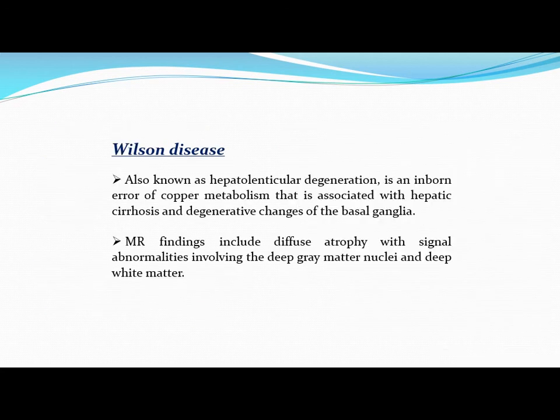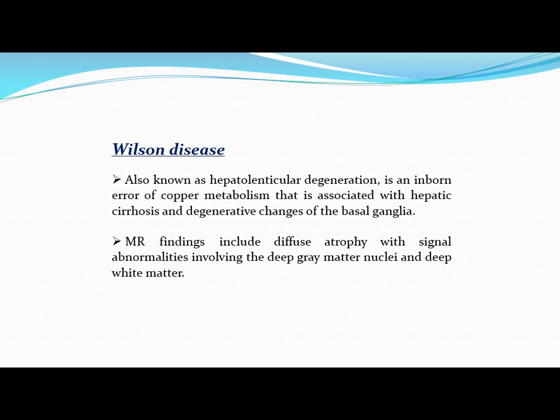Wilson disease, also known as hepatolenticular degeneration, is an inborn error of copper metabolism that's associated with hepatic cirrhosis and degenerative changes of the basal ganglia. MR findings include diffuse atrophy with signal abnormalities involving the deep gray matter nuclei and deep white matter.